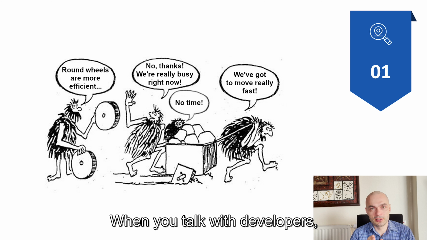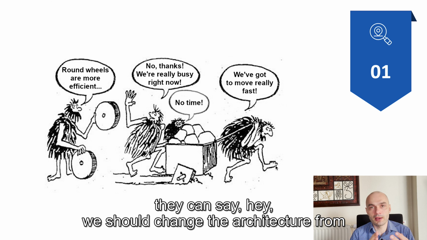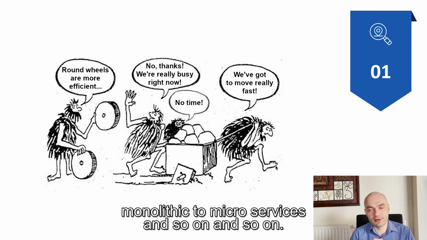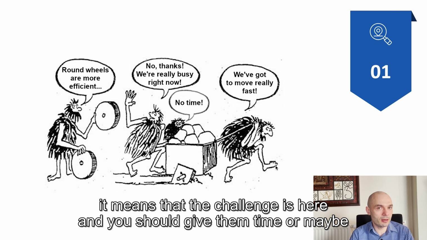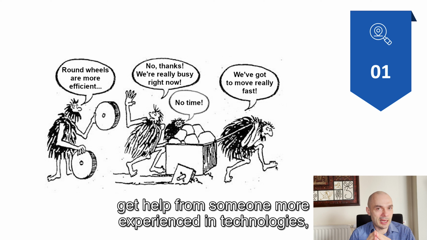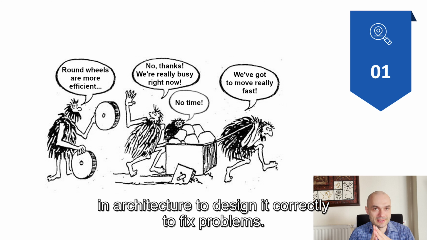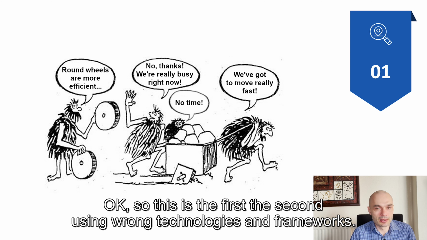When you talk with developers, they can say, hey, we should change the architecture from monolithic to microservices and so on and so on. If they say things like this, it means that the challenge is here and you should give them time, or maybe get help from someone more experienced in technologies, in architecture, to design it correctly, to fix the problems. Okay, so this is the first.